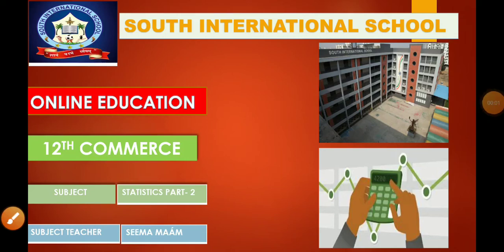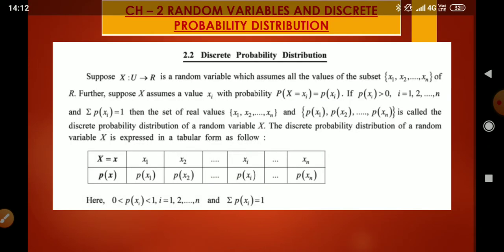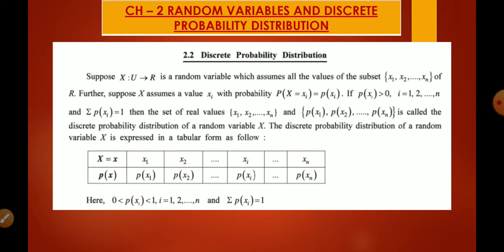Hello friends, today we are going to learn the first chapter of Statistics Part 2. We have already learned the 4 chapters of Part 1. Today we are going to learn the second chapter of Statistics Part 2. The name of the chapter is Random Variables and Discrete Probability Distribution. In that, first of all, we will understand what a discrete probability distribution is.